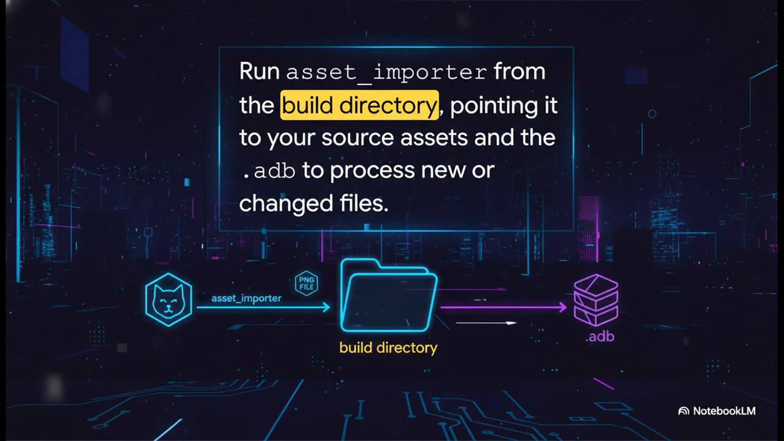With our tools built, it's time to run the asset importer. Now pay attention to the path here. We're running the tool from inside our build directory. We just pointed at our source assets folder, tell it the output is the current directory, and which .adb file to update. The importer then scans everything, finds any newer changed files, and does its thing.